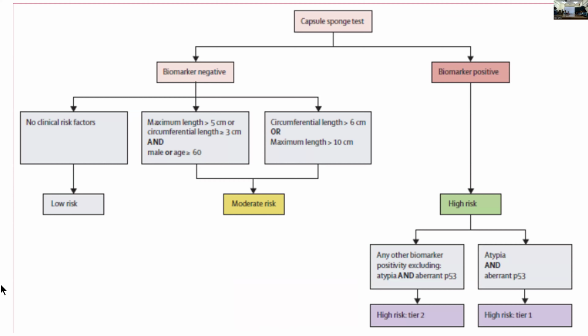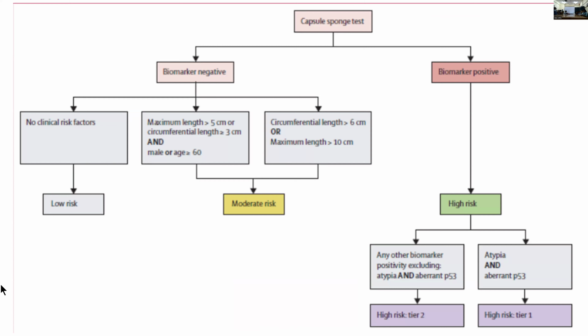So based on the capsule sponge test, if the biomarker is negative and the patient has no clinical risk factors, they're considered low risk. If the biomarker is negative, but the patient has clinical risk factors, which is a Barrett's length of more than 5, or if they're male patients with an age of more than 60, or if there's an increase in the circumferential length, they will be considered moderate risk. And if patients are biomarker positive, they automatically go into the high risk.